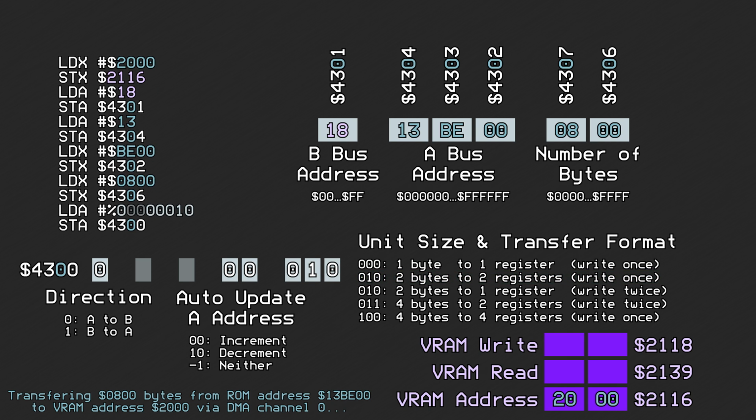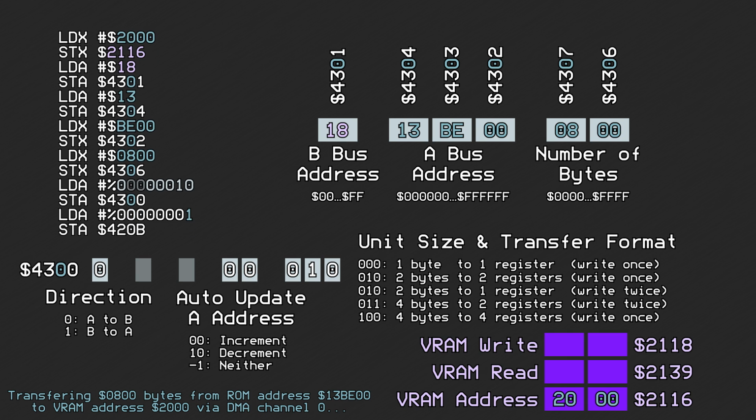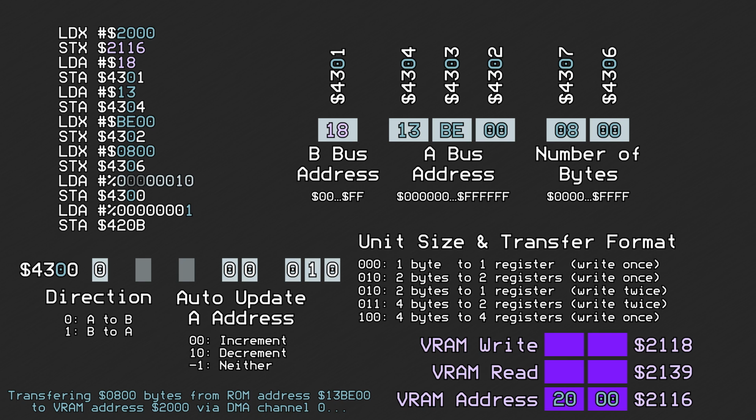Finally, the DMA can be initiated by setting the channel's corresponding bit in the DMA enable register at 420B. The least significant bit corresponds to channel 0, while the most significant bit is for channel 7. At this point, the processor would be suspended from executing instructions while the DMA transfer is occurring. Once the transfer is complete, it will be reactivated and execution continues normally.